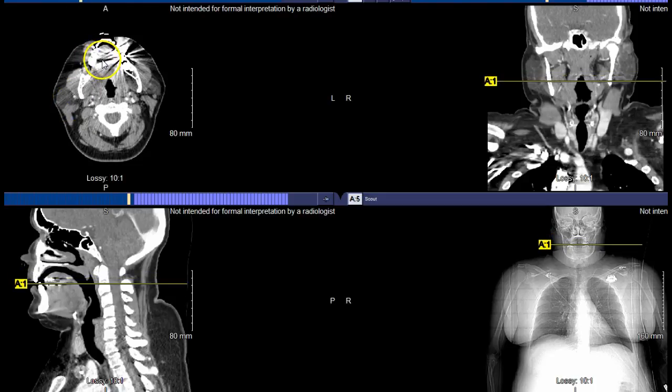You can see as we transition what that parotid gland is looking like. The patient has some dental fillings, and this is very common. If metal is too high of a density, it creates streaking artifacts, and that's what we're seeing on this particular scan.